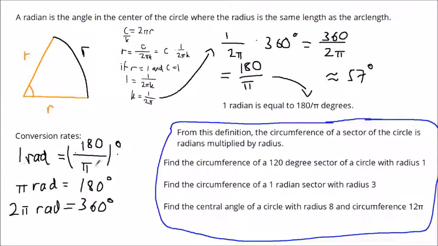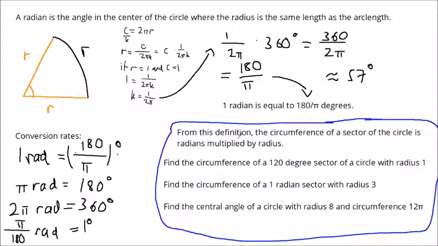These are the conversions. You should remember them. 1 radian is 180 over pi. 1 degree is pi over 180 radians. I forgot to put that. So 1 radian is 180 over pi, 1 degree is pi over 180.